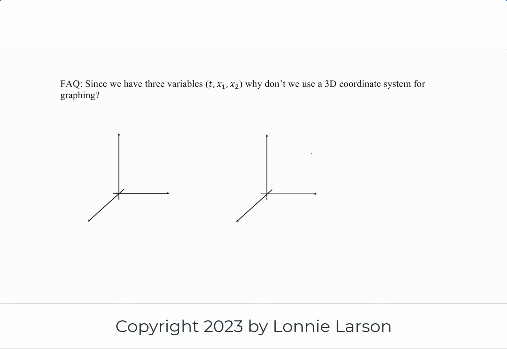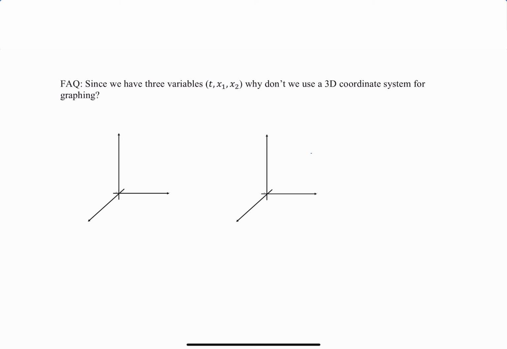One question that people often ask is, since we have three variables, t, x1, and x2, why don't we just use a 3D coordinate system for graphing? So in other words, why don't we take our usual x, y, z 3D coordinate system and do something like t, x1, x2. And honestly, we could do that.